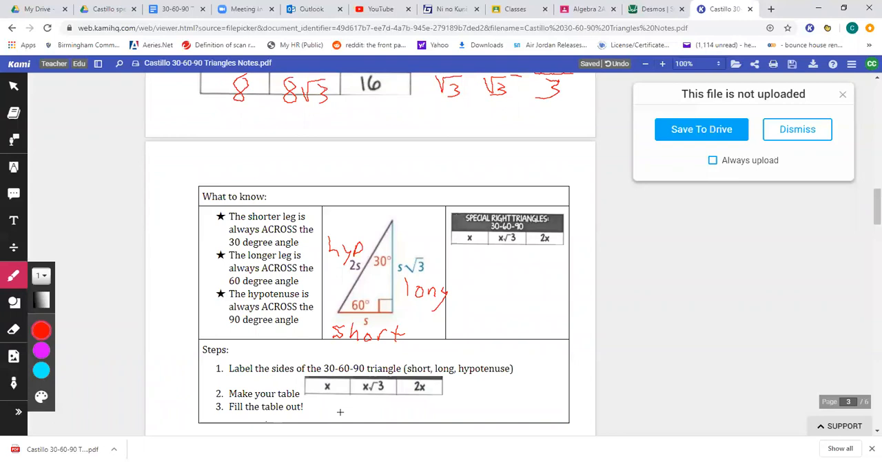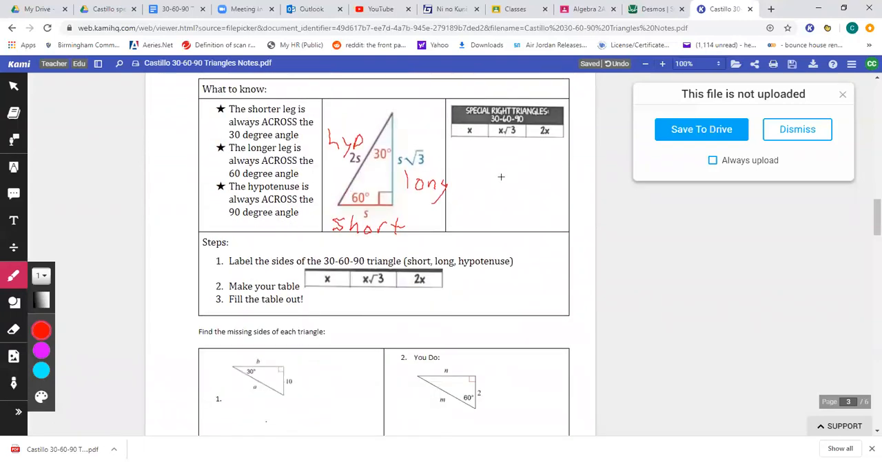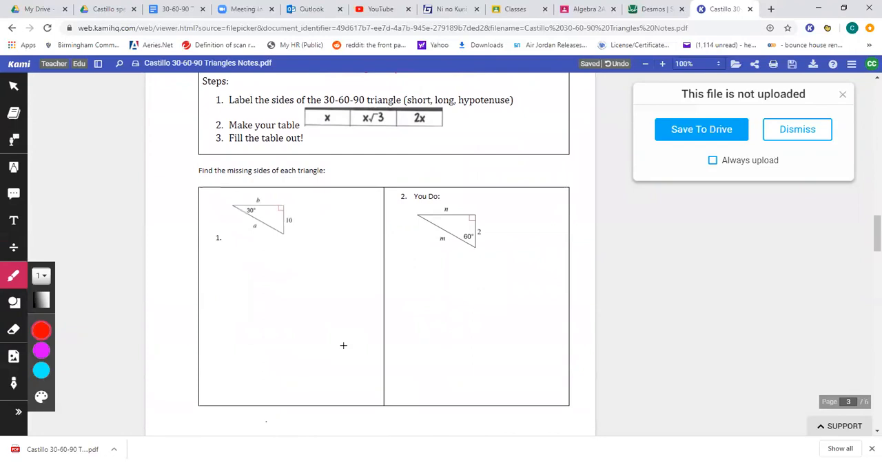Okay. You don't have to make the table if you know what's going on, but sometimes organizing the table will be helpful. So for example, for number 1, right? First thing you should do in this problem, whenever you have a 30, 60, 90, is label what's your short, what's your long, and what's your hypotenuse, right? Because whatever's across from 30 is short, whatever's across the 60 is long, and whatever across the 90 is the hypotenuse.